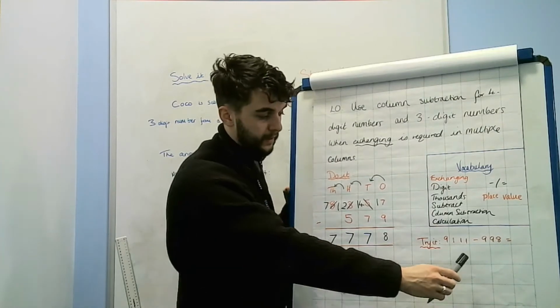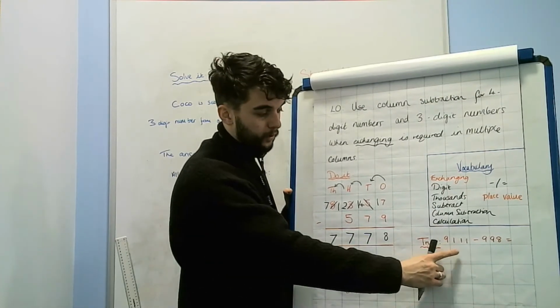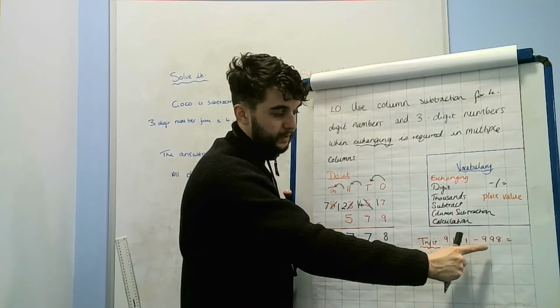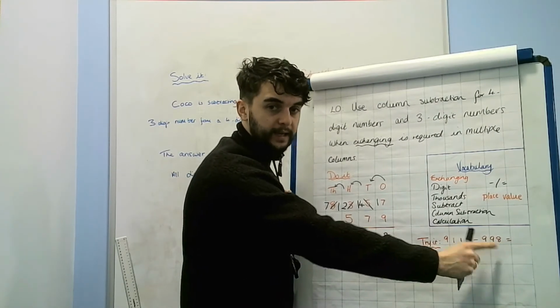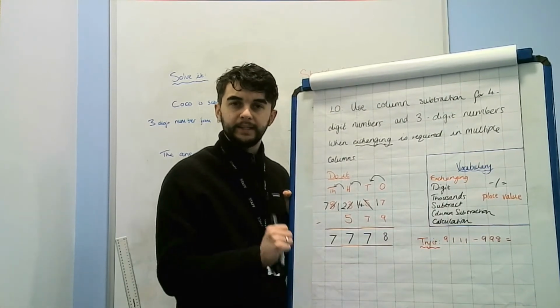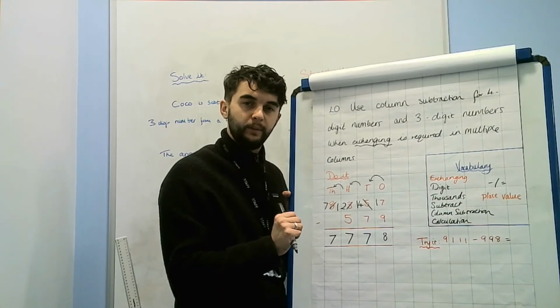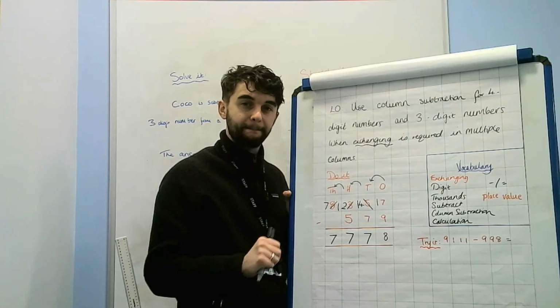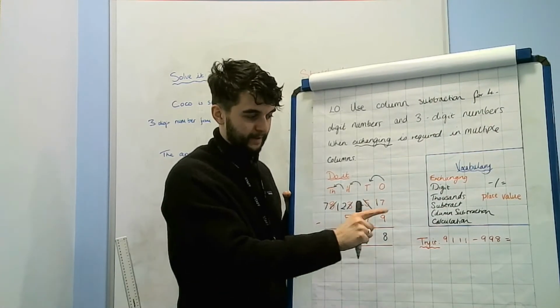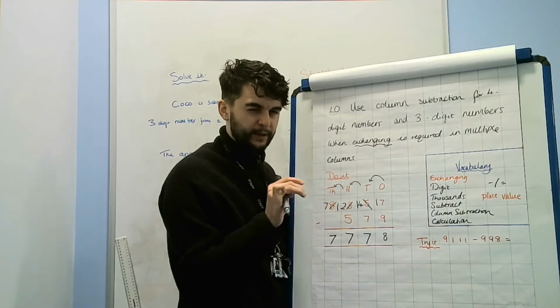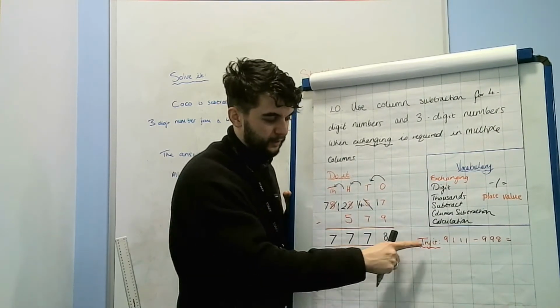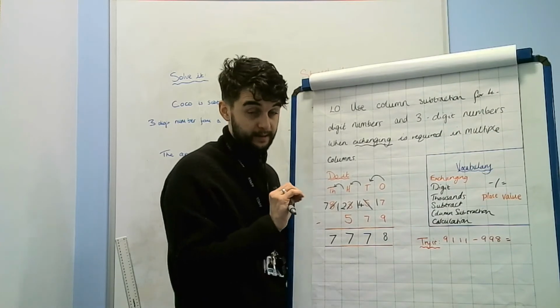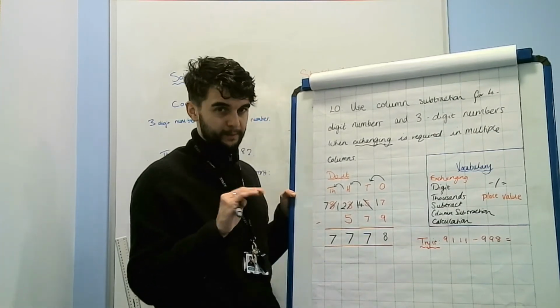So your try it then is 9,111 subtract 998. Okay, so pause the video now please. Do that and we will come back to the answer. So pause now. Okay, let's go through the answer together then. Please make sure you have done the try it. The try it or practice it is there for you to have a go at so you know what you're doing. So don't skip ahead, please.